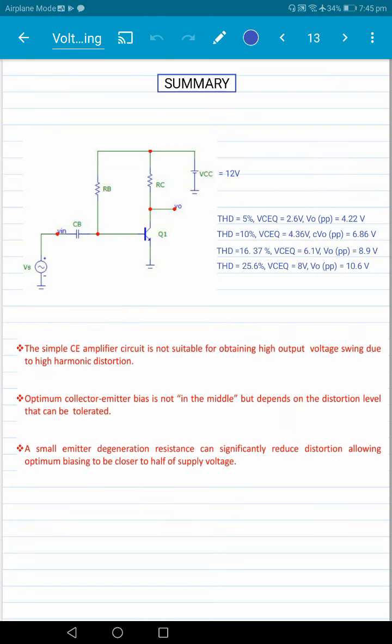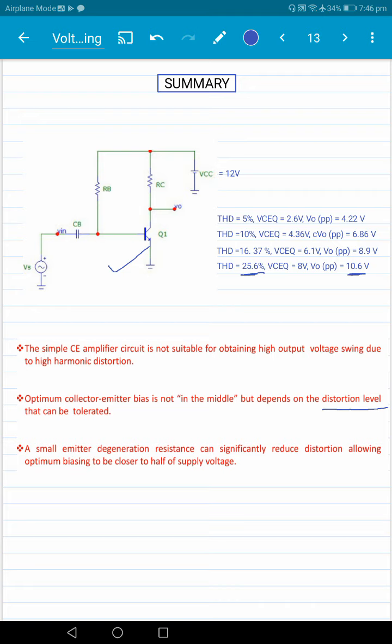All right, so as a summary, the simple common emitter amplifier that you see here is not suitable for obtaining high output voltage swing because of high harmonic distortion. If you try to get a swing like 10.6 volt here, you end up getting 2.56%, very, very high, unacceptably high harmonic distortion here. And the other thing is the optimum collector emitter bias is not in the middle, but it depends on the distortion level.